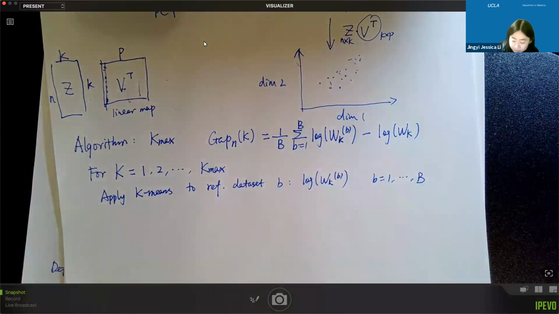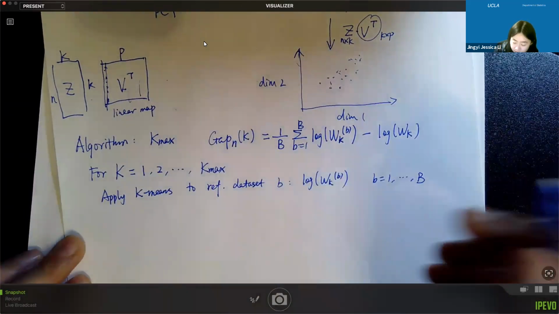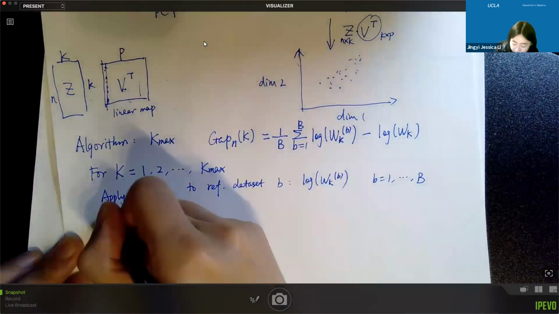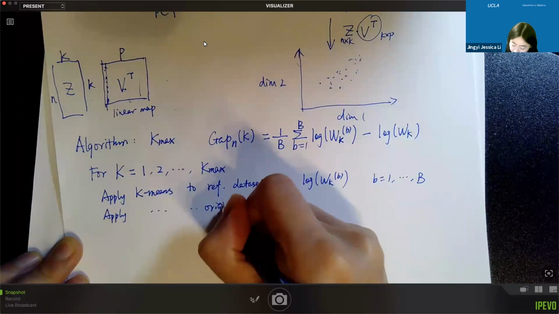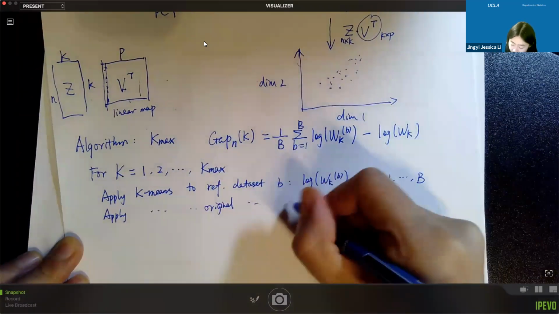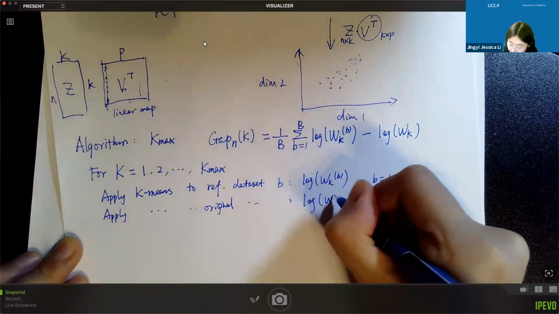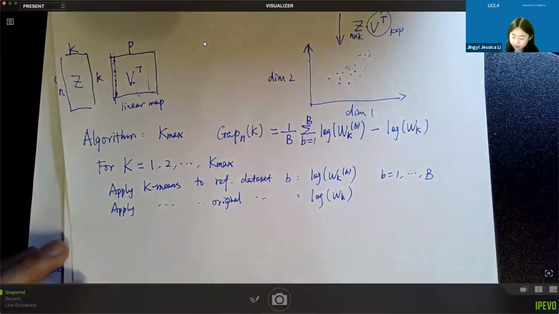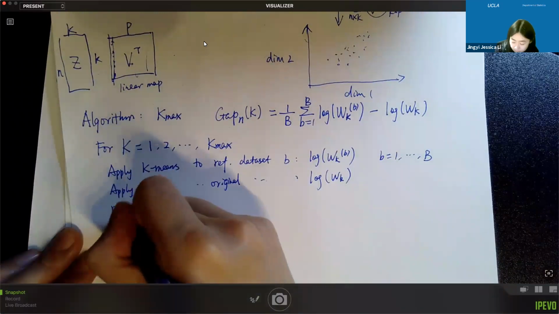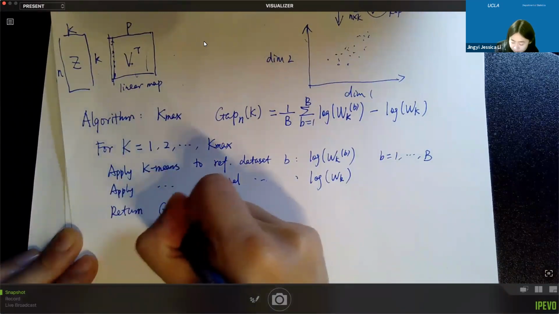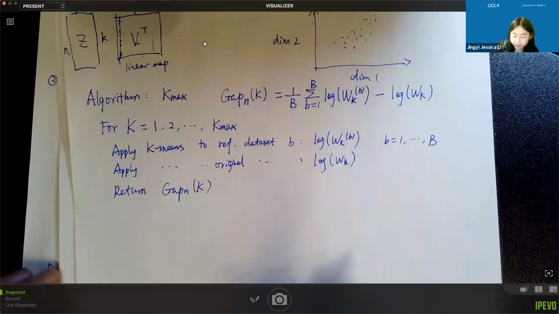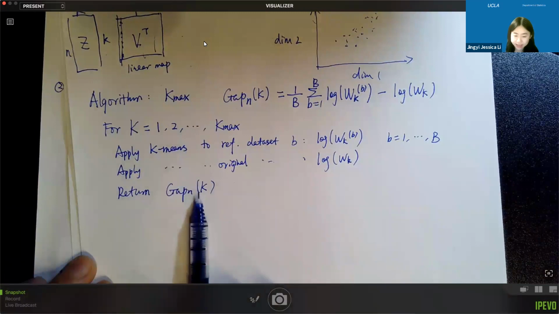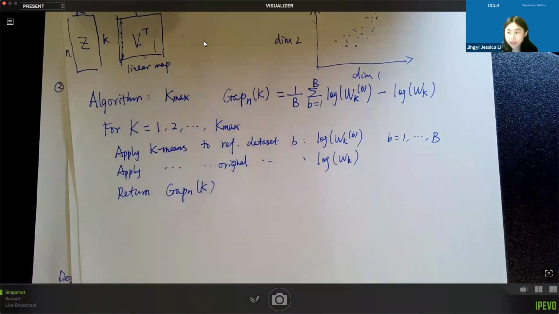So after all of this, I will also apply k-means to the original data, and that will give me log WK. Okay, then I will return this gap NK for this particular K. So we'll have gap N1, gap N2, up to gap NK max. So now it's the choice. Which K do we choose?